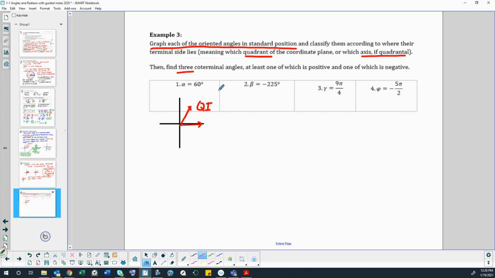Let's give some coterminal angles for 60. So to do that, we could add 360 and get what? What would we get if we add 360?